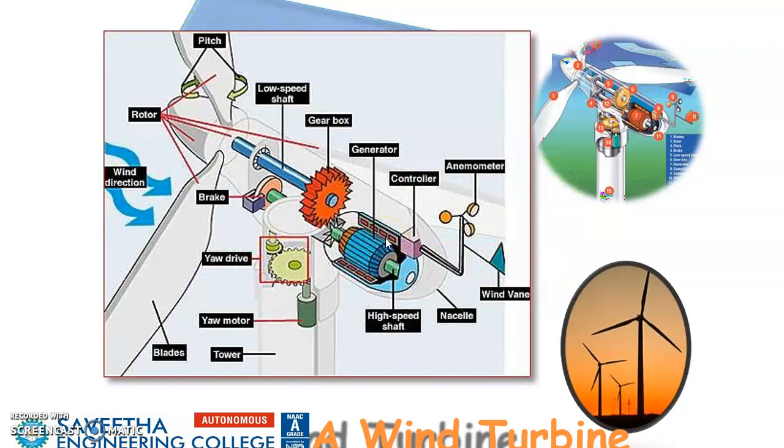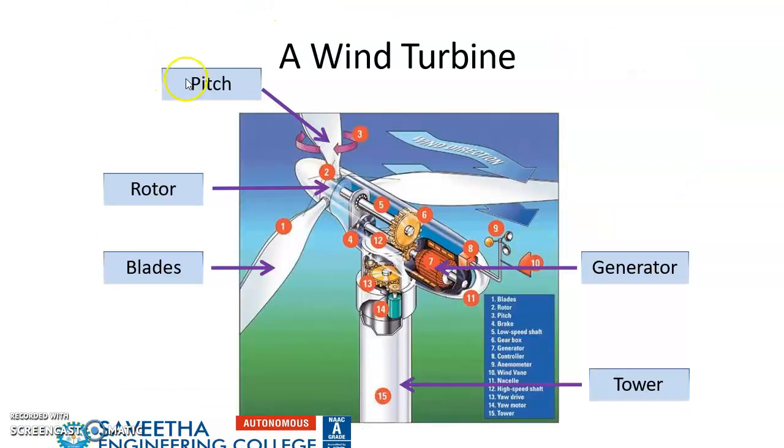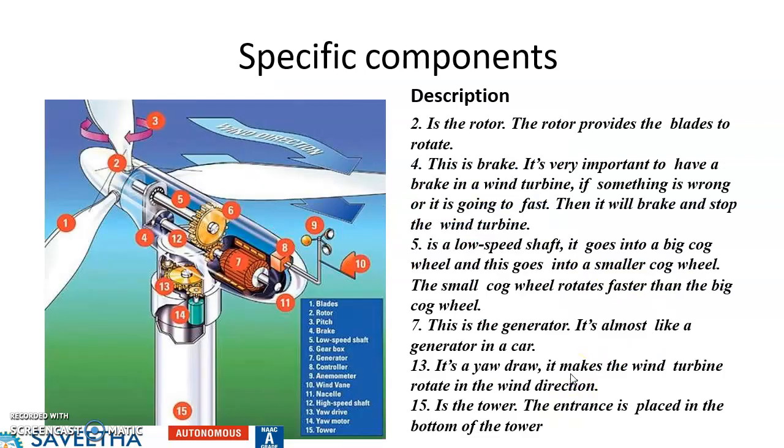We have, okay, this is wind turbine. Let us discuss in detail. We have pitch, rotor, blades, generator, and tower. Let us see how this works. Number two is the rotor. The rotor provides the blades to rotate.